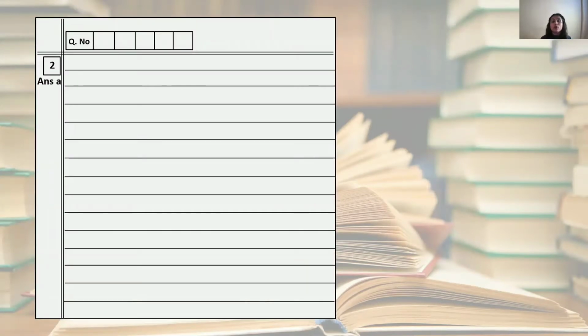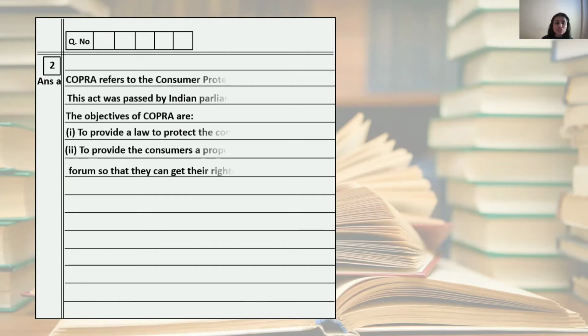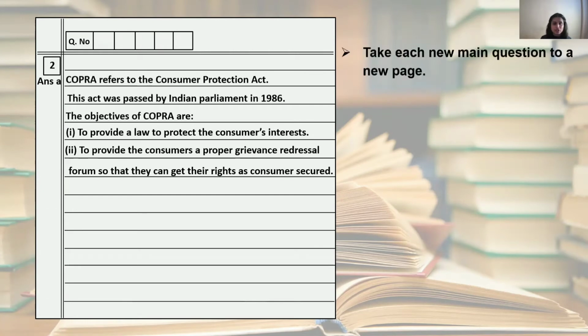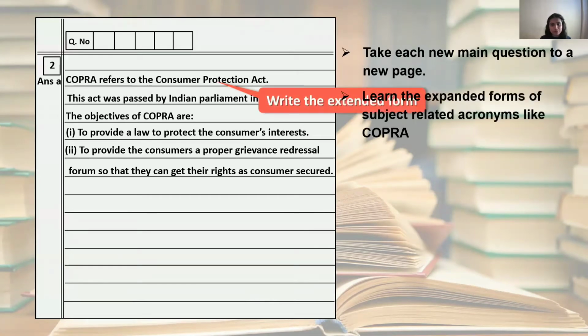Next, question 2a. This is a new main question, that is question 2. So take it on a new page. Try solving it on a new page, right? So take a new page for each new main question.